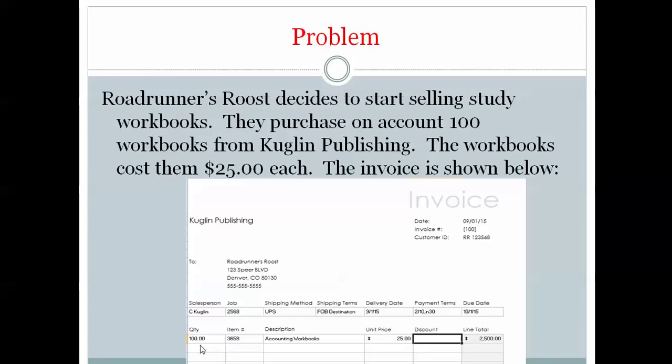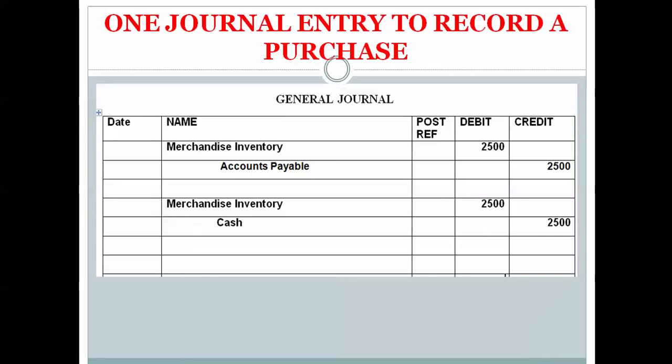Also on the invoice, we see that we bought 100 accounting workbooks at $25 a piece for a total cost of $2,500. So we are Roadrunner's Roost. We get this invoice and we have to enter into our books the fact that we made this purchase. So the debit will go to the merchandise inventory account.